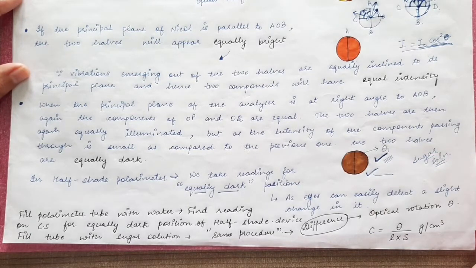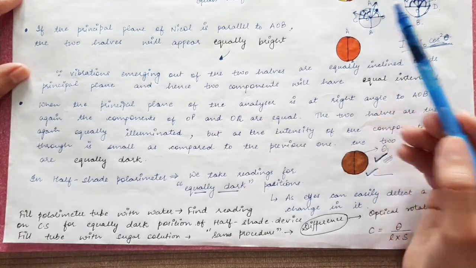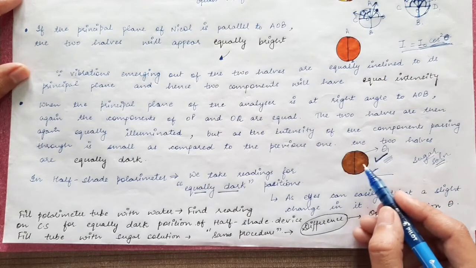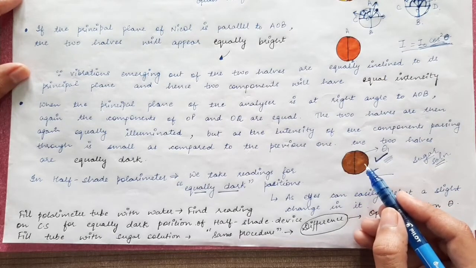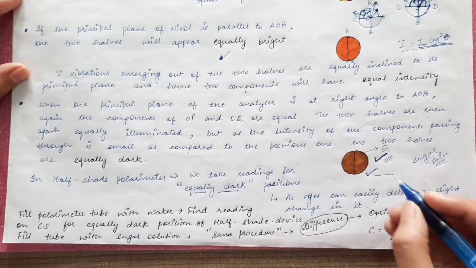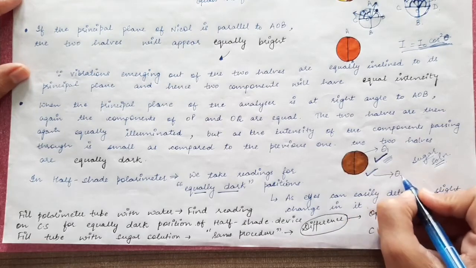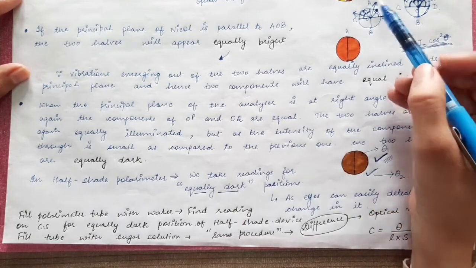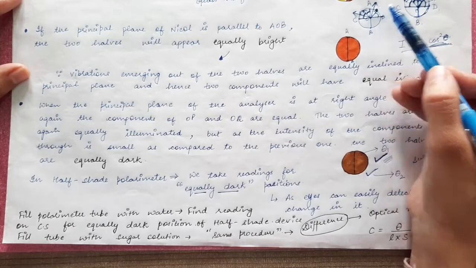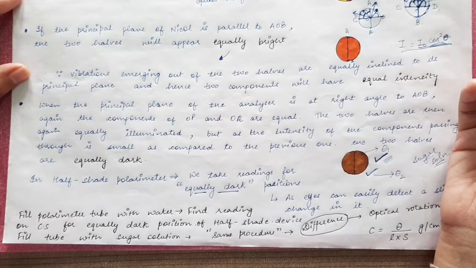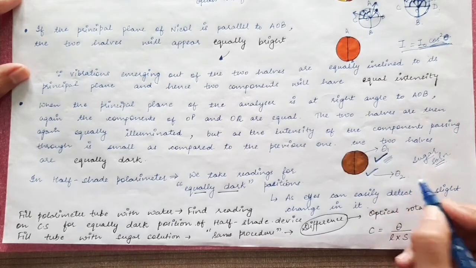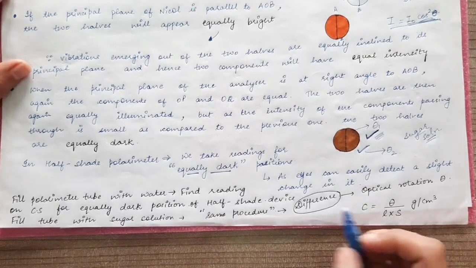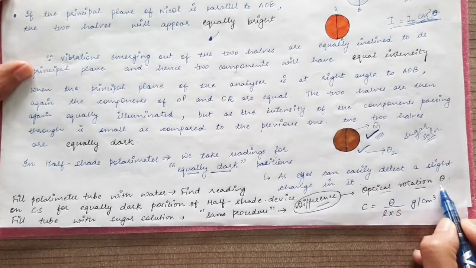And then you filled the glass tube with sugar solution. After that, the vibrations were rotated by a certain angle. So this equally dark position will be obtained at another angle. So now let's suppose the equally dark position is obtained at θ2 angle. So when you subtract these two angles, you will get the angle by which the vibration of electric field has rotated after passing through the optically active substance. So the difference between these two will give us the optical rotation theta.